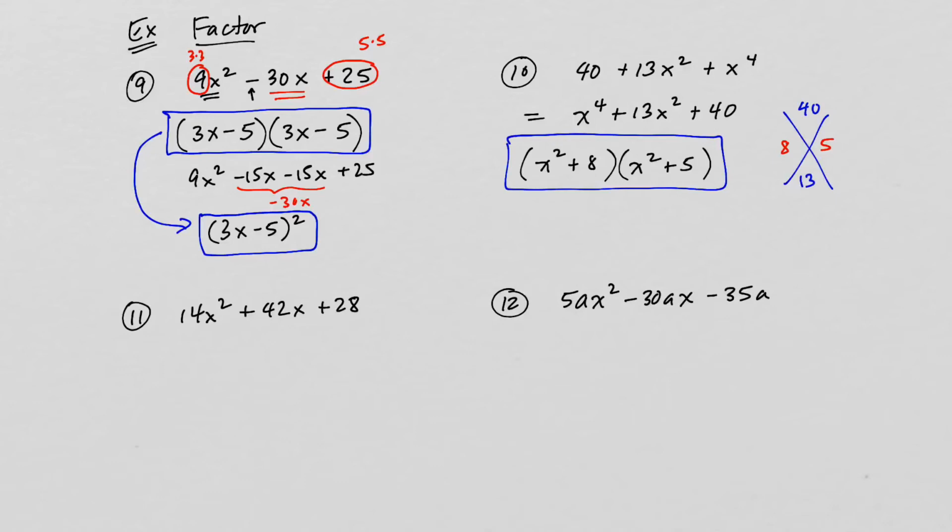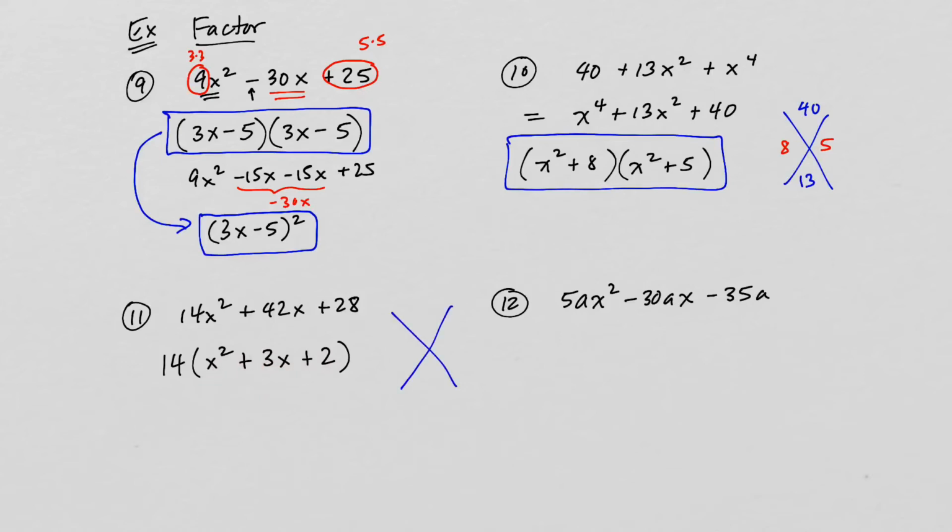In number 11, again, we have very large numbers here. And if we were to multiply 14 times 28, that would give us a pretty large number. But you really need to pay attention because in this problem here, all of these numbers are divisible by 14. So you can factor out a 14. So it'll be 14 times x squared plus 3x plus 2. And then we just need to factor what's left over on the inside here.